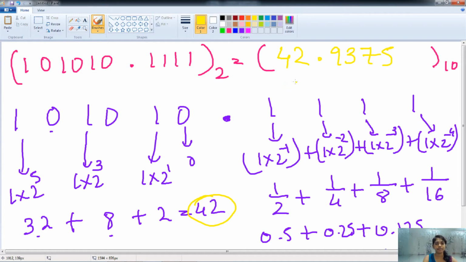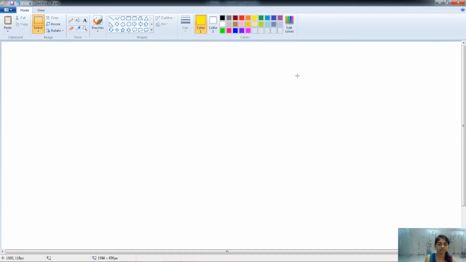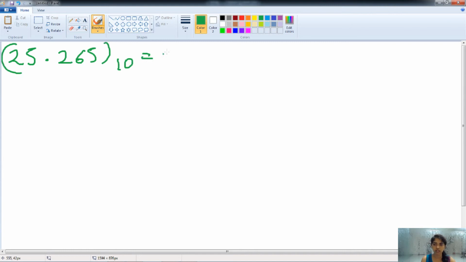So finally, our next and last example is a bit different from the earlier examples. Here we have a decimal number, that is 25.265, and we have to convert it into a binary number.